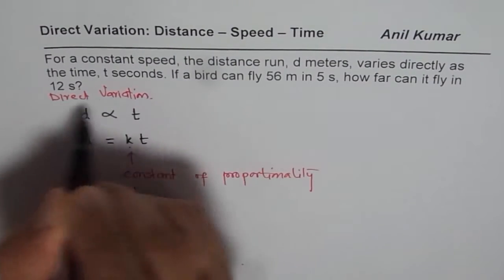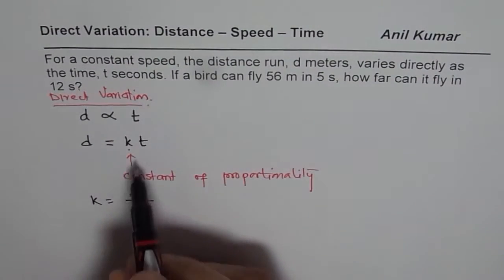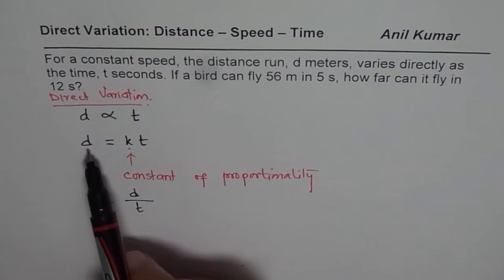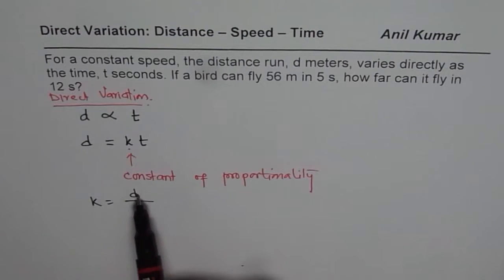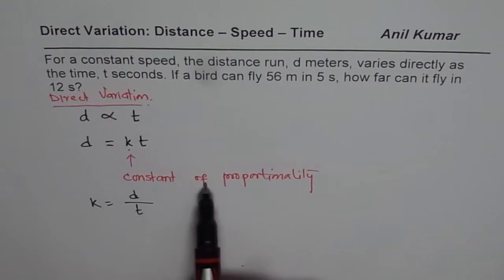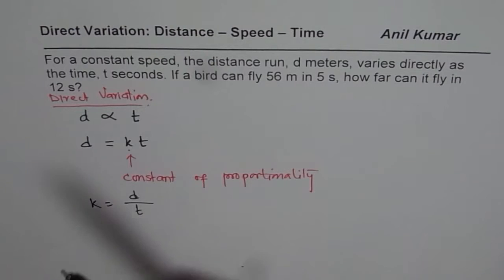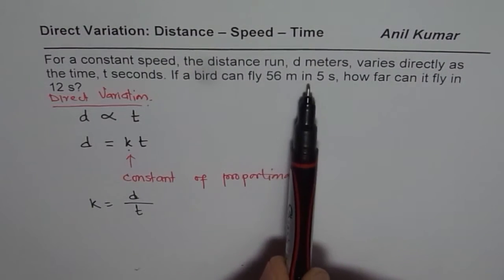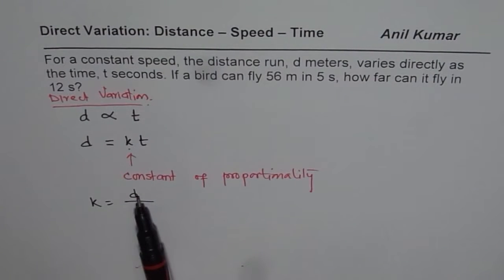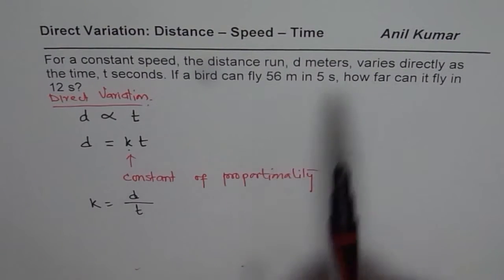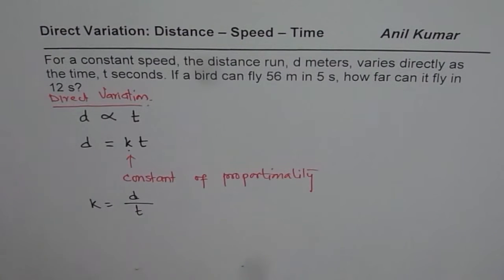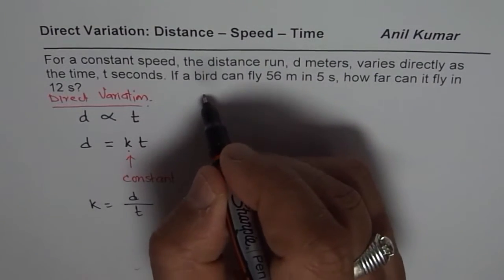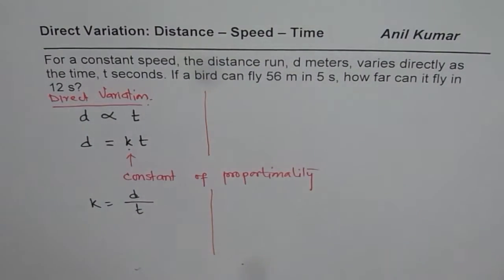Whenever we have direct variation, the constant of proportionality will have a fixed value, and the ratio of the dependent and independent variable will always be constant, which is the same as the constant of proportionality. Now let's look into the question once again. It says, if a bird can fly 56 meters in 5 seconds, so distance is 56 meters, time is 5 seconds. How far can it fly in 12 seconds? These questions can be answered in two different ways, so we'll have two methods in this video.